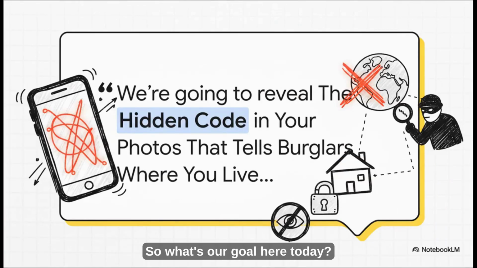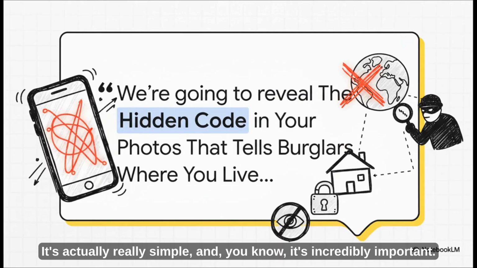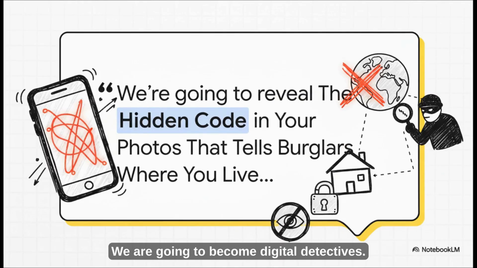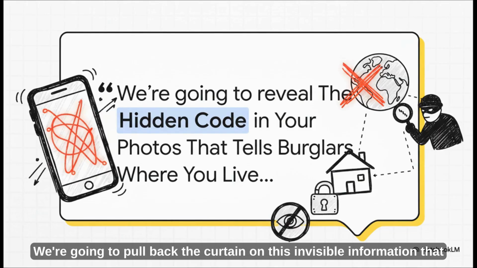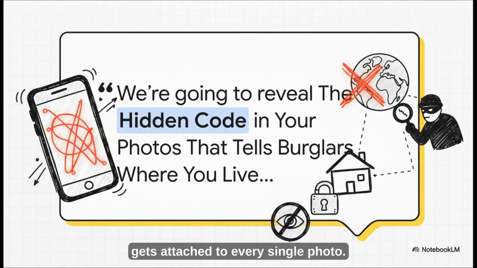So what's our goal here today? It's actually really simple, and it's incredibly important. We are going to become digital detectives. We're going to learn how to read this hidden code, not because we want to use it, but because we need to understand it to protect ourselves. We're going to pull back the curtain on this invisible information that gets attached to every single photo you take.